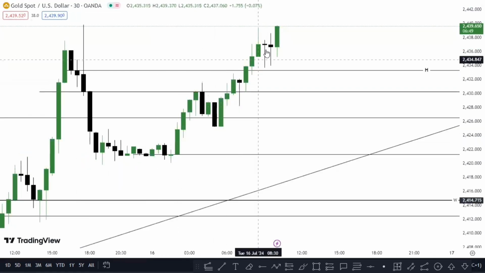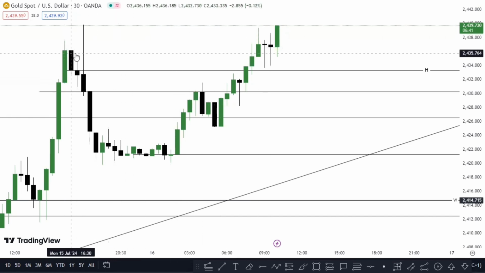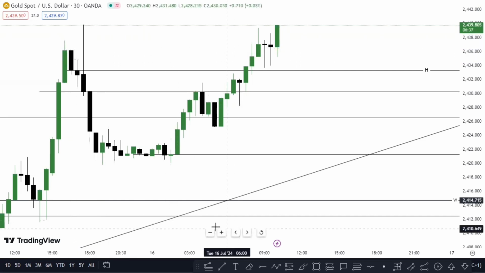You see these two doji candles that are very, very important. These two indecision candles around this level, which means this level actually got respected at some point. So then what else again?